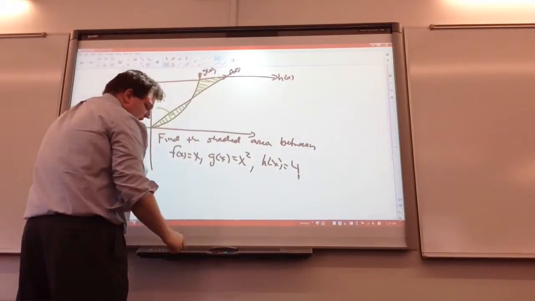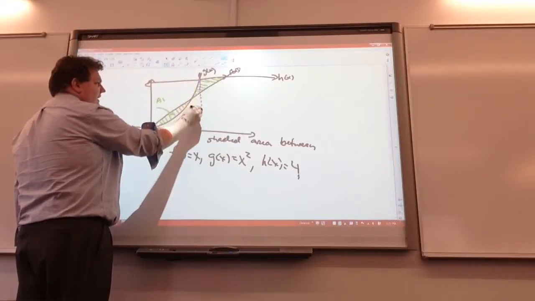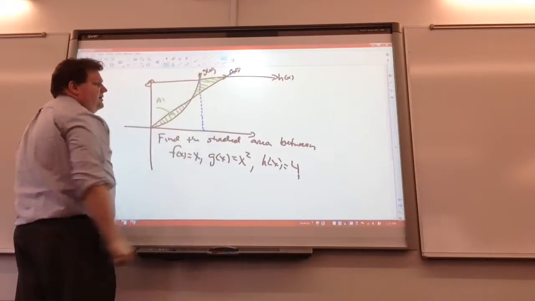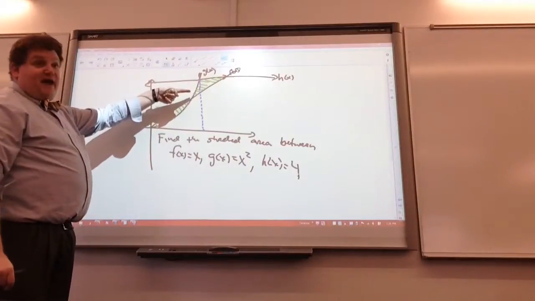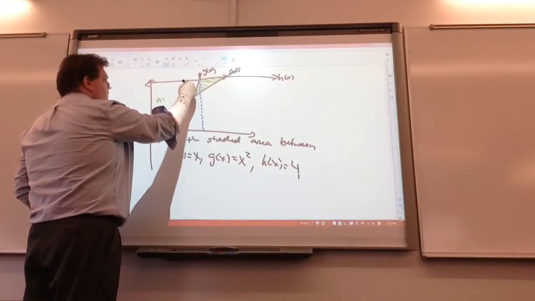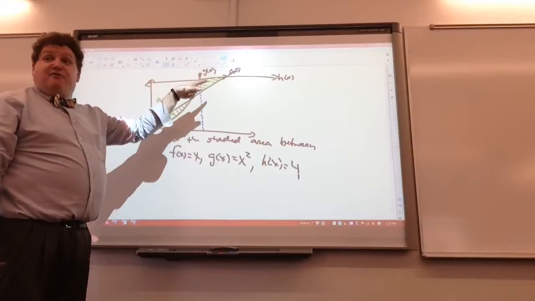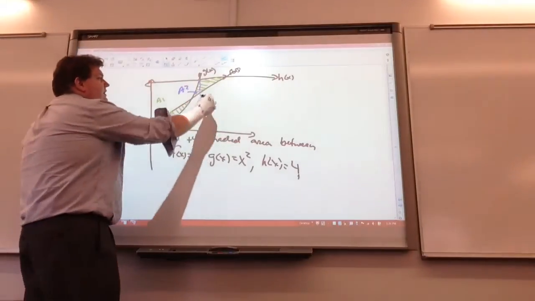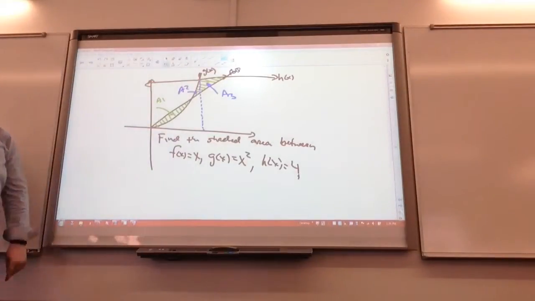Then up here, notice if I drop a line straight down, this area up here gets divided into 2. One part of it is g of x above f of x. That's one area. We'll call that area 2. And then the third area is the stuff between h of x and f of x. We'll call that area 3. By the way, labeling areas as 1, 2, 3 is very useful to solving a question like this.